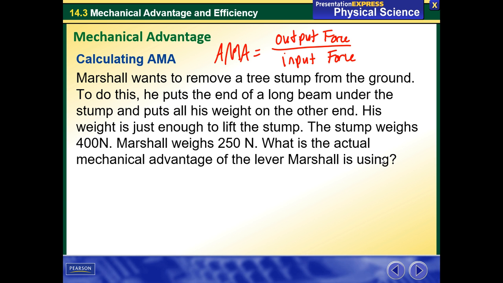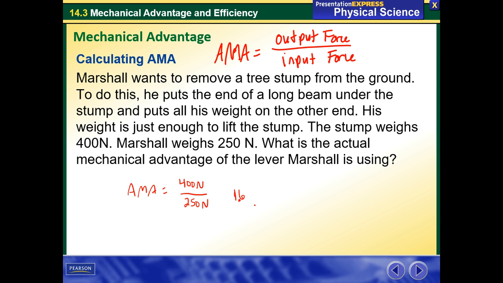So if we think about it in terms of that, for AMA, the output force is going to be 400 newtons because the machine is actually lifting the stump. That's what we're getting out of it. Divided by Marshall's weight, which is 250 newtons. This is the input force because this is the amount of force he's able to put on the beam. All we have to do is divide those two things. So if you take 400 divided by 250, you get 1.6.